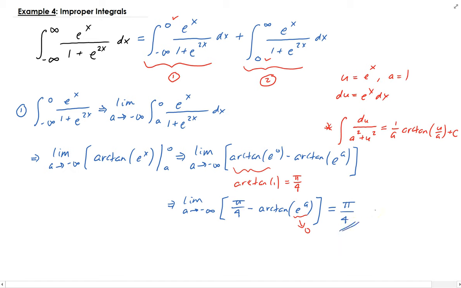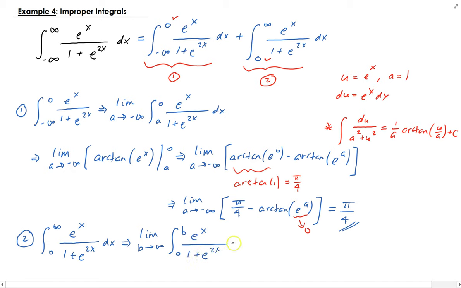Now we have to figure out the value of the second part. This is the integral from 0 to infinity of e to the x divided by 1 plus e to the 2x. To solve this integral, we're going to use the same approach as the first one. The only difference is that now we're going to take the limit as b approaches infinity. So this is the integral from 0 to b of e to the x divided by 1 plus e to the 2x.